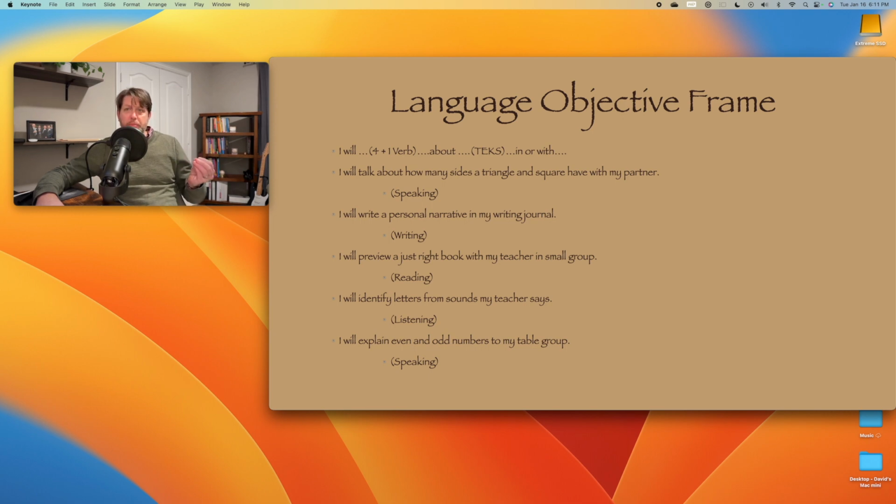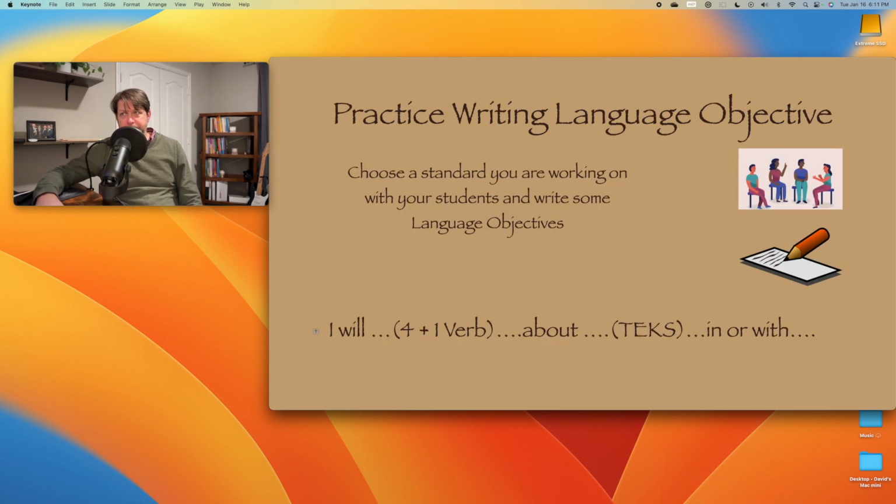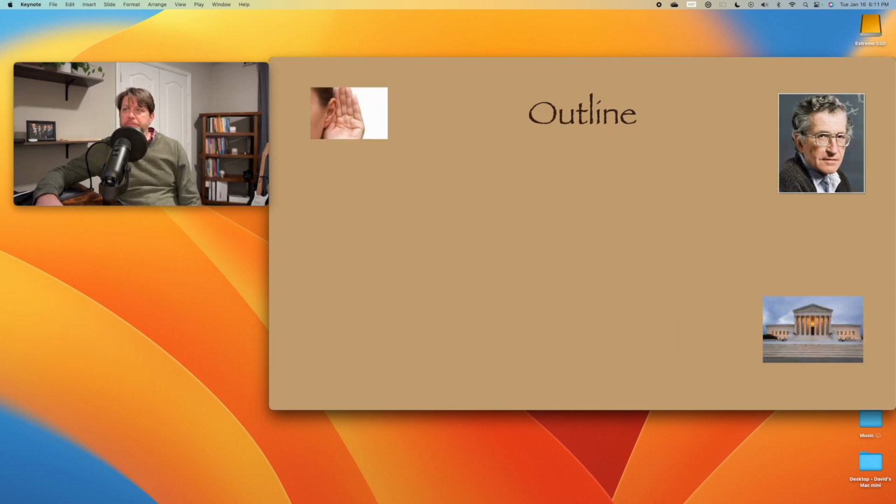So, again, whatever your content standard is, think about that. What language domains are we going to be using? You're going to link it to the standard and add an interaction. And that's your language objective for that lesson. Okay, so in the training, this is where teachers would get together and work together and practice writing some language objectives, and we would look at them and talk about them and share them.